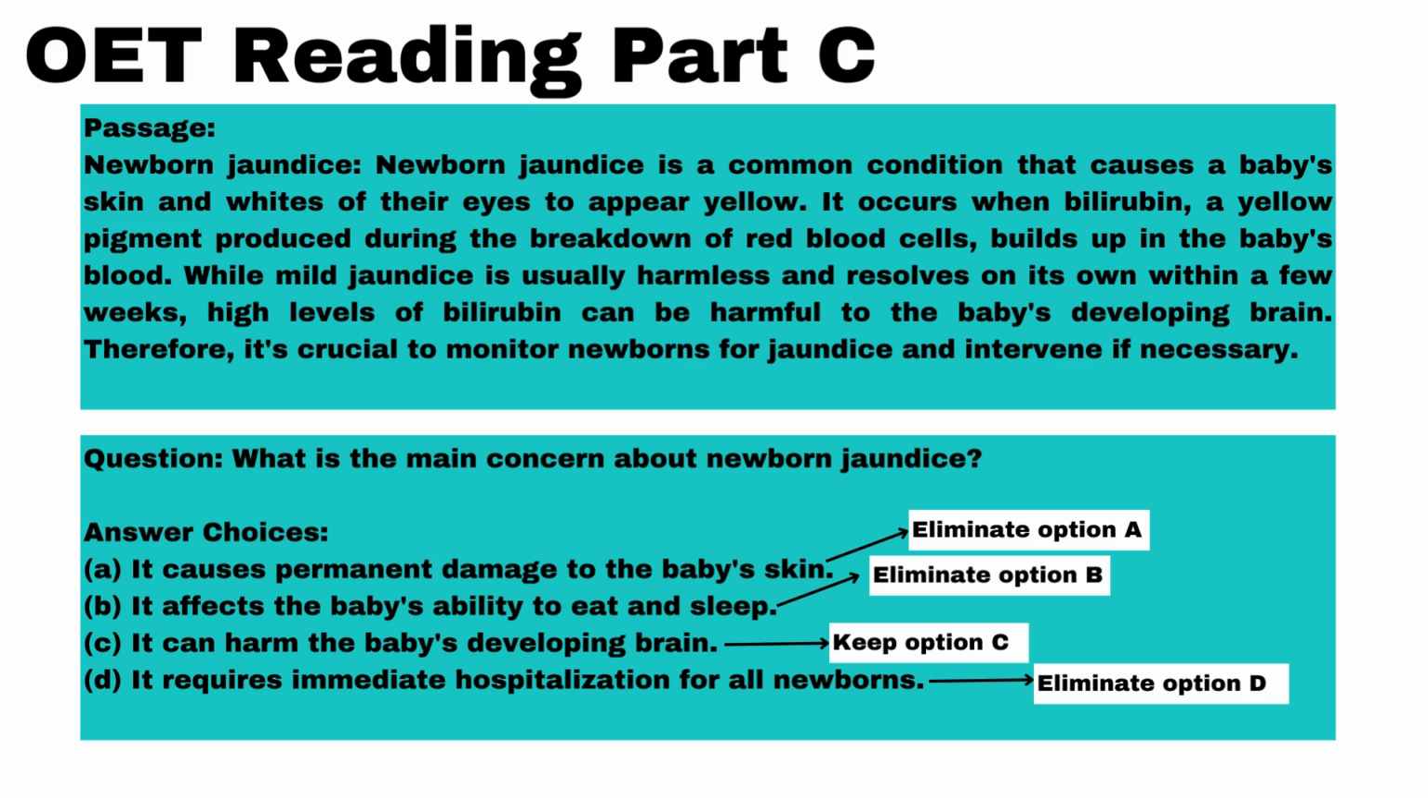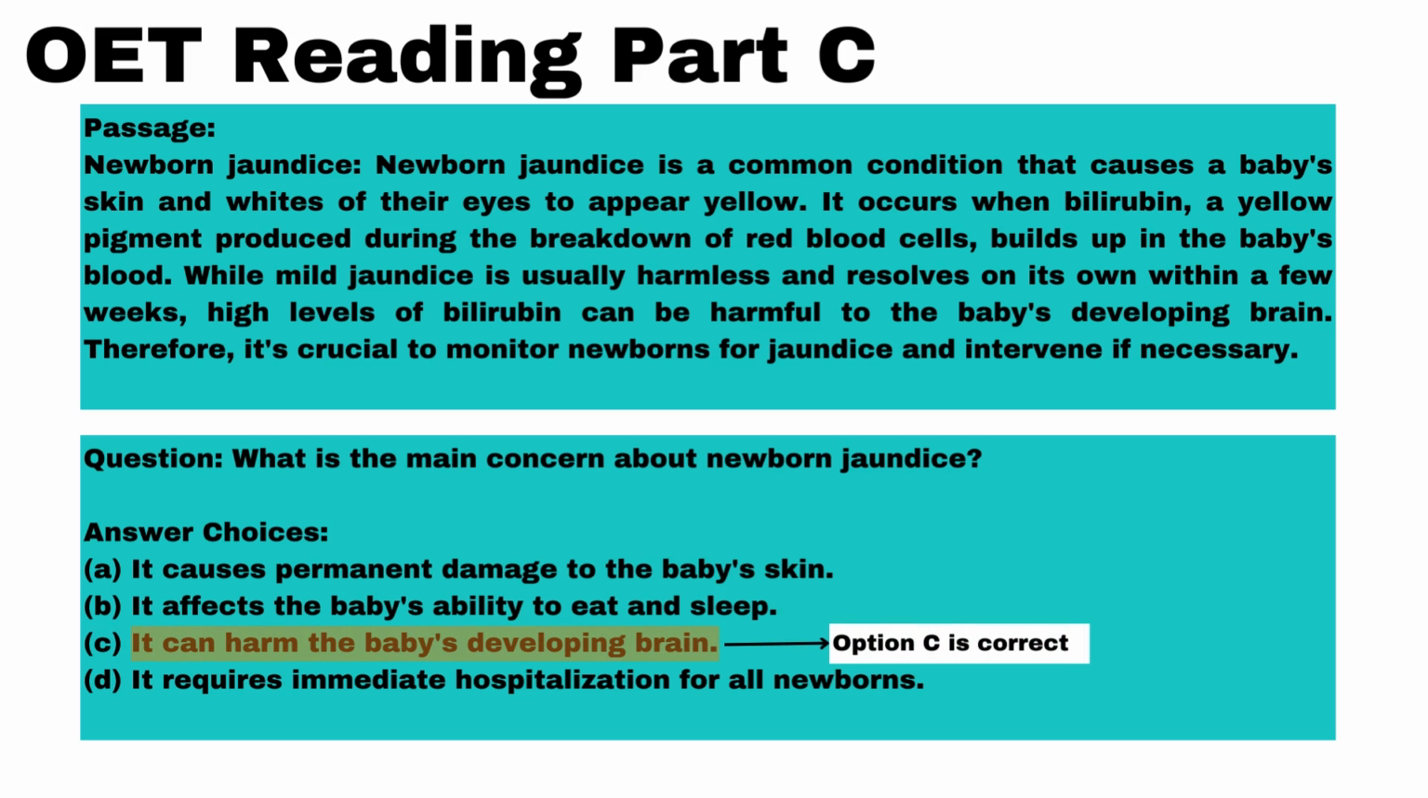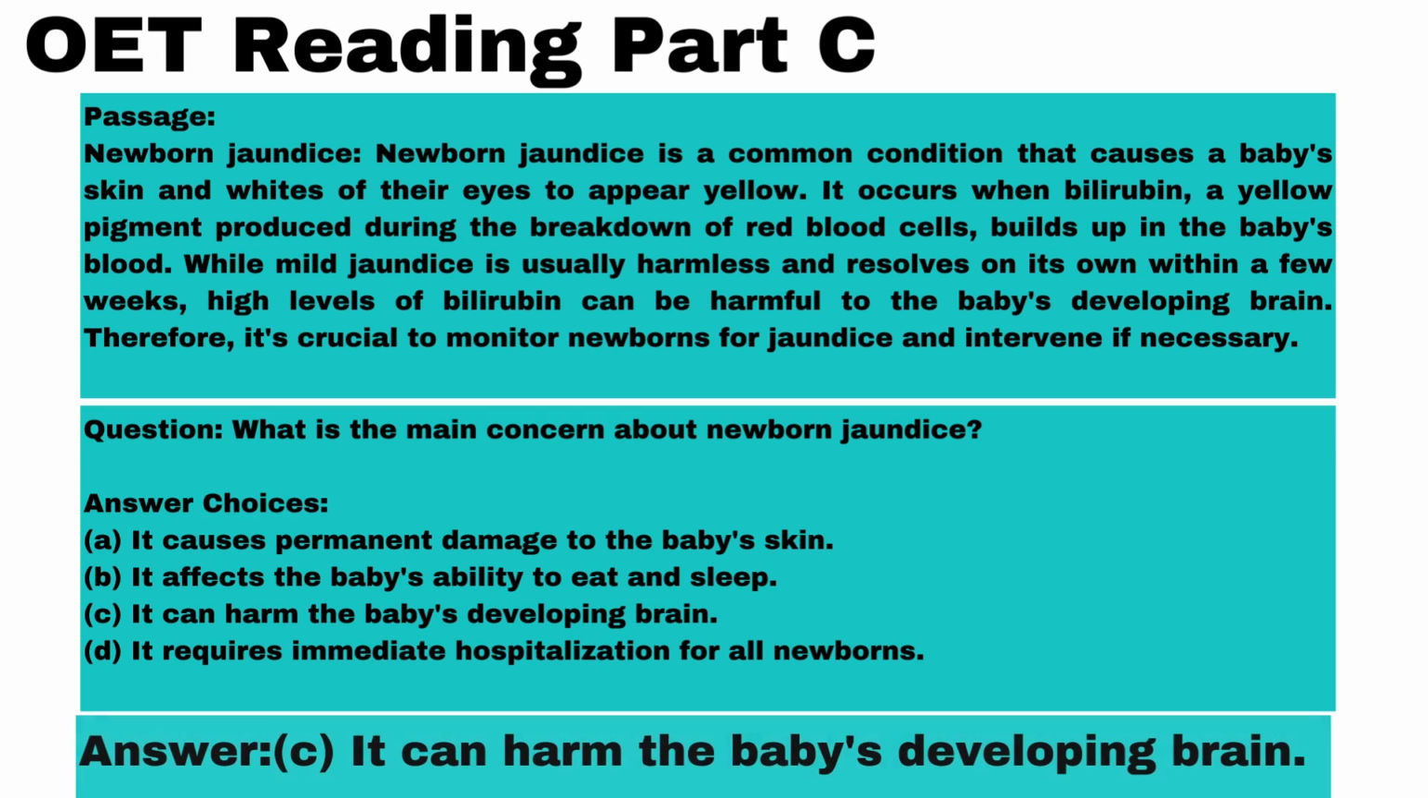Since only one option aligns with the text's main concern, it's the correct answer. Remember, using keywords and phrases from the text as reference points is crucial for accurately evaluating each answer choice. By eliminating options that clearly contradict the information or are too general, you'll narrow down your focus and increase your chances of selecting the correct answer. Focus on the remaining choice. Since only option C aligns with the text's main concern, it's the correct answer.